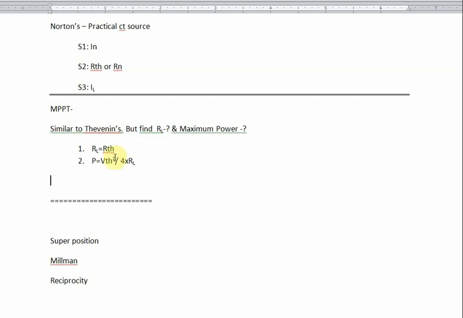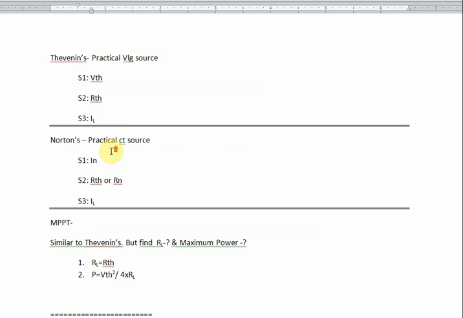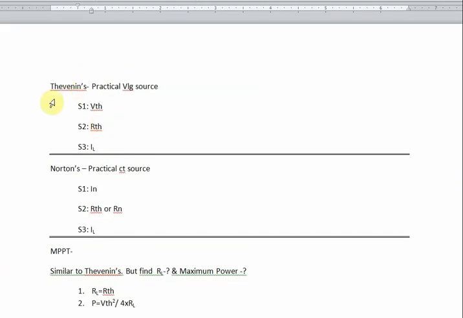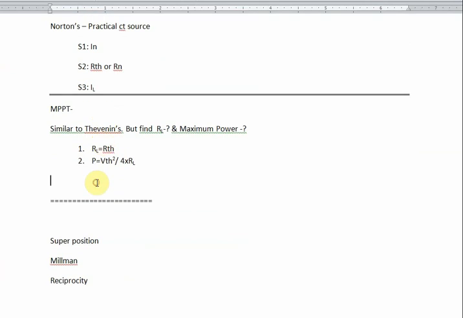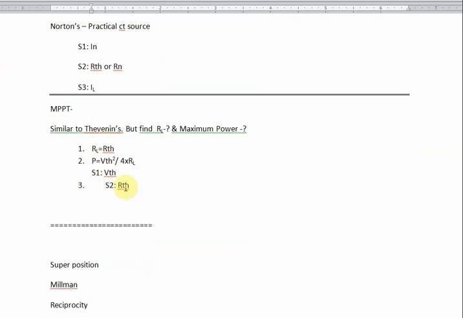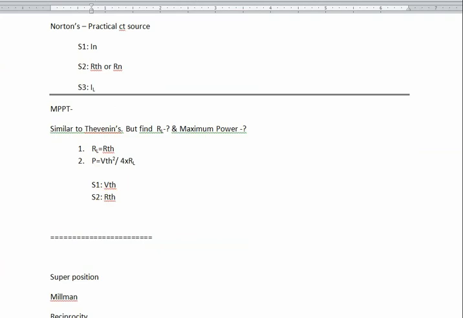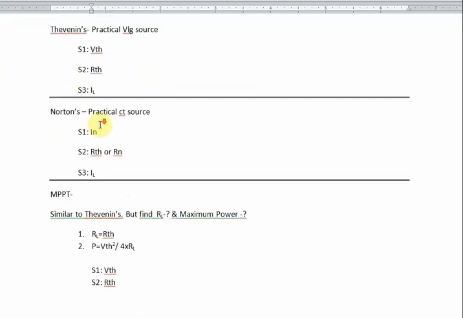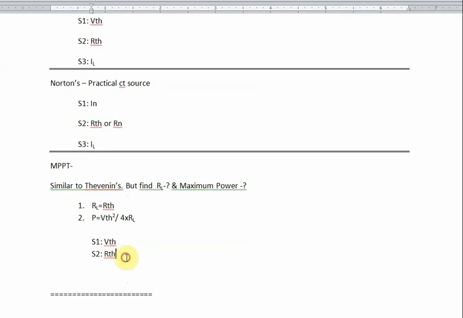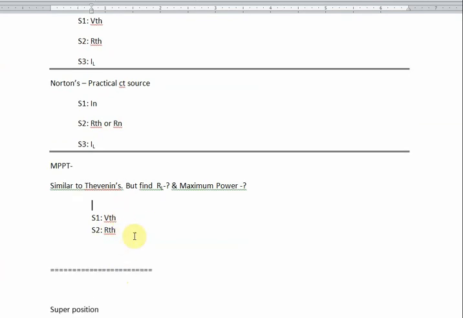So this is the formula. What is the formula? RL is equal to RTH. Okay. So what are the steps? See Thevenin's theorem. There are two steps. The same two steps you will copy and paste here. I'm not giving the serial numbers. Step number one from Thevenin's theorem, the same I will write. Step number two, this is the right. Then I will cut here and paste. That is step number three.